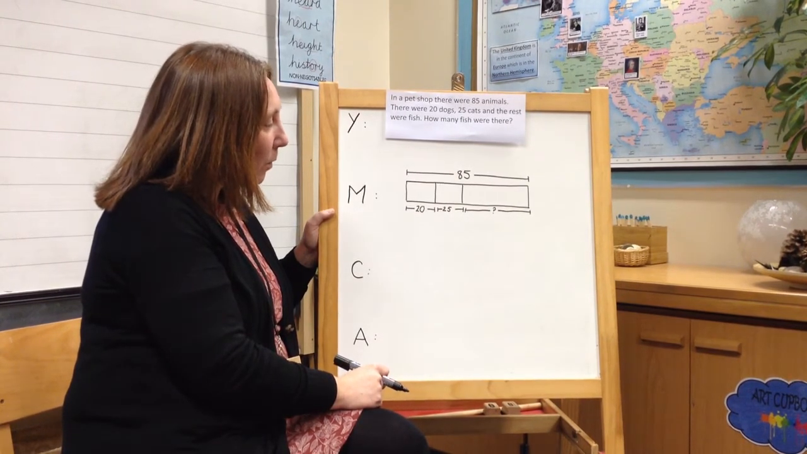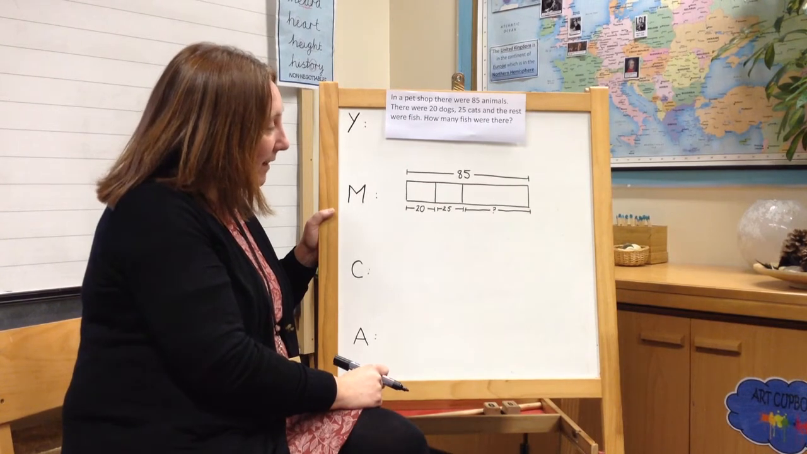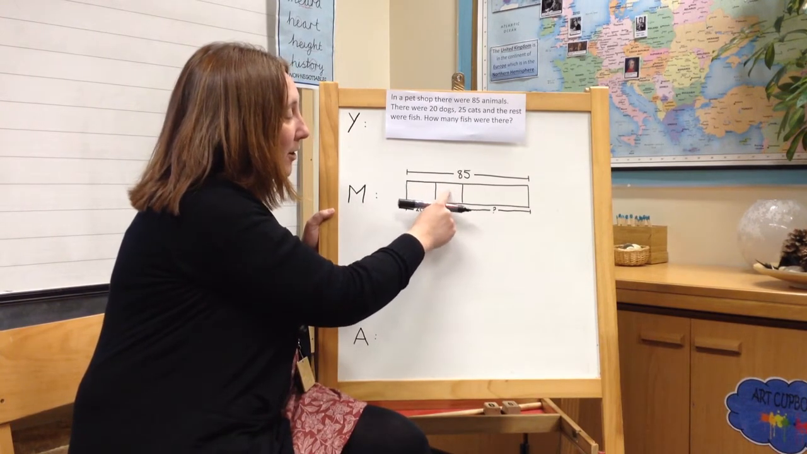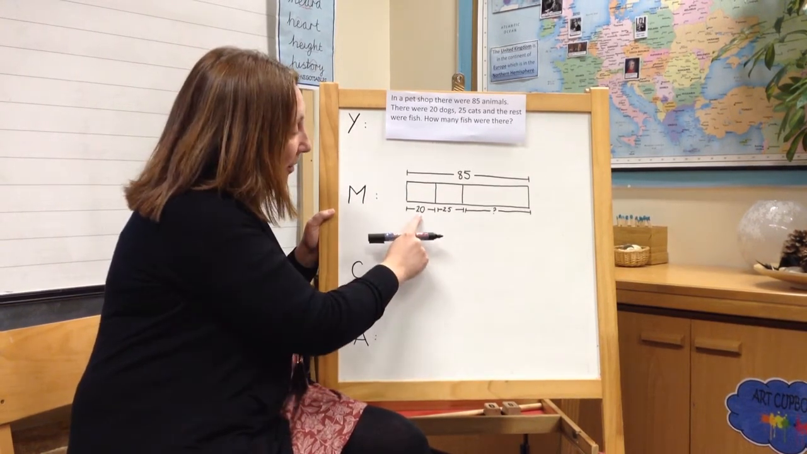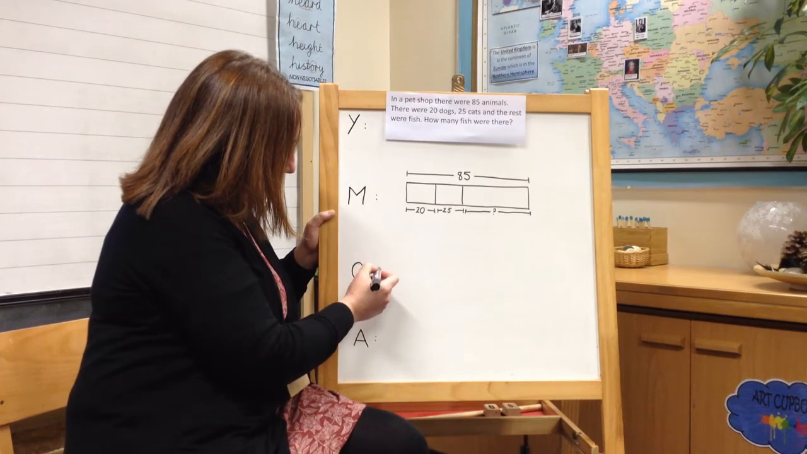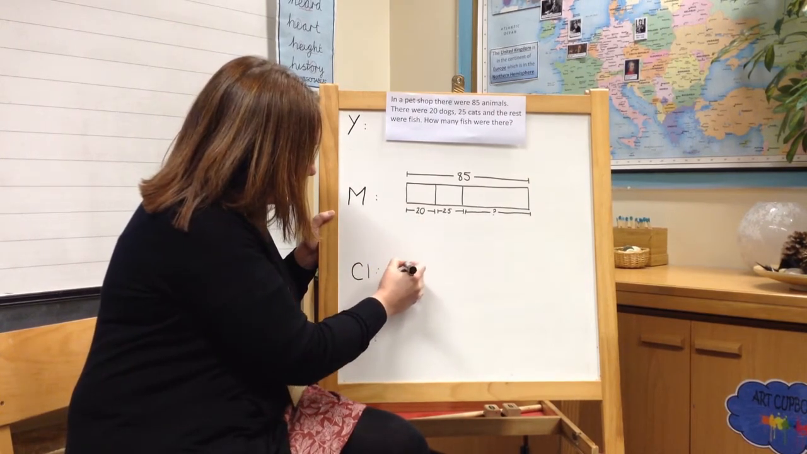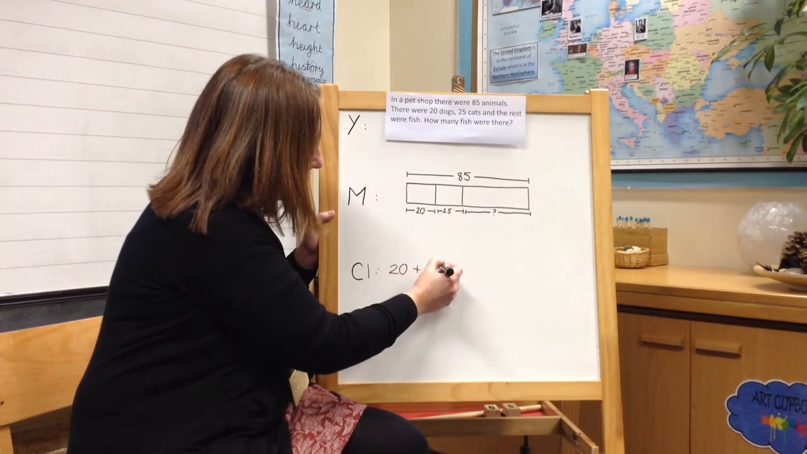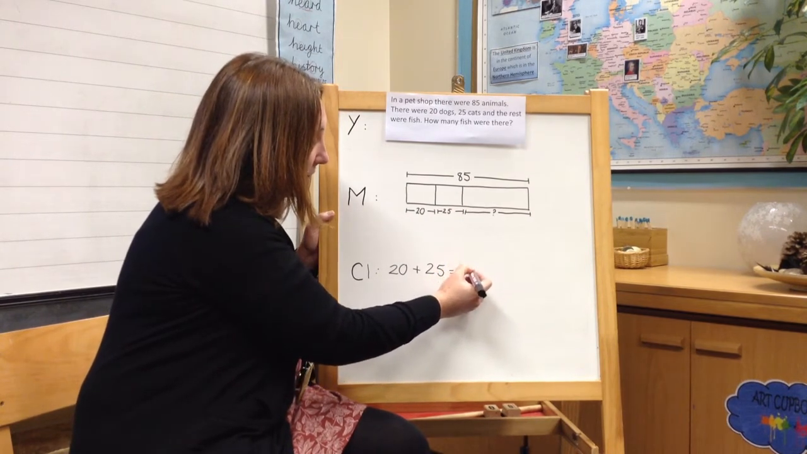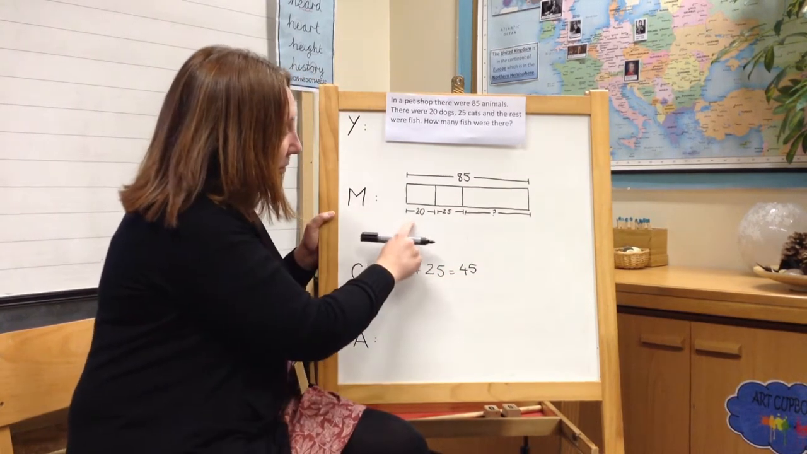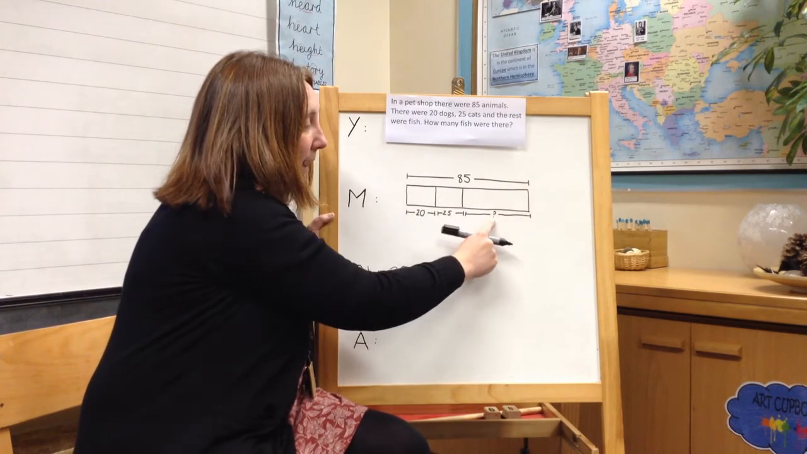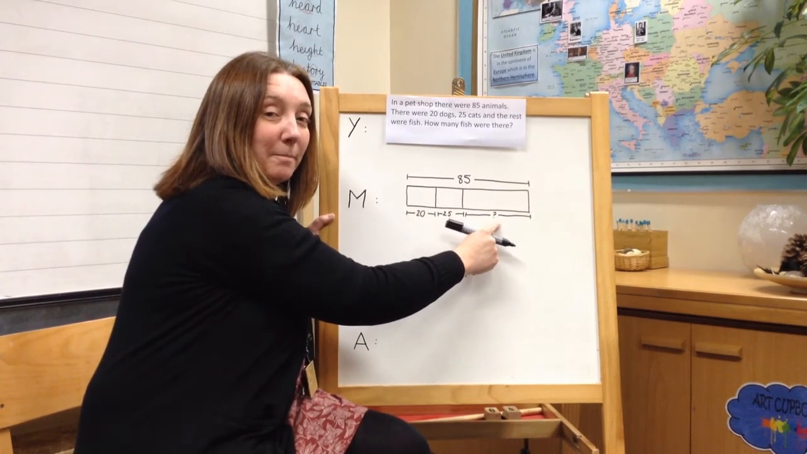So let's see what we should do first. I think it would be a good idea to work out the value of this part of the bar now. I know that I need to add those numbers together. So I'm going to have calculation one, and it's 20 plus 25. 20 add 20 is 40, add 5 is 45. I know this now is 45. We still know that is 85, and we've got to find this part here.